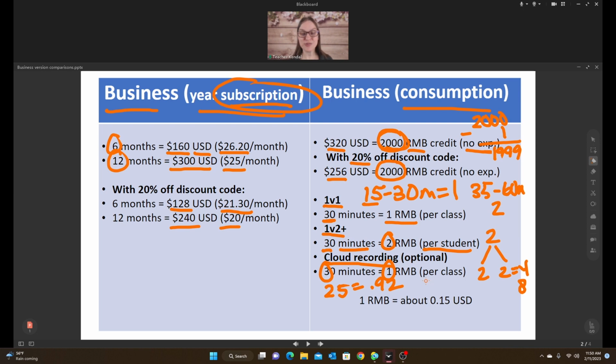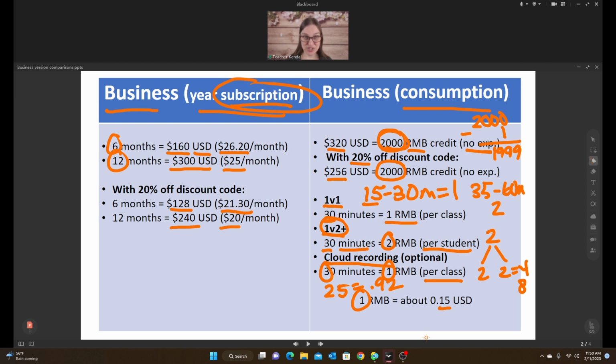And the recording is only per class. So if you teach a group class, let's say you teach 1v2, you're not paying twice for the recording. You only pay 1 fee for the class recording. And just so you know, 1 RMB is about 15 cents. So really, if you teach 1v1, 30 minutes, and you have no recording, you're only spending 15 cents per class, or 30 cents if you add a recording to it.